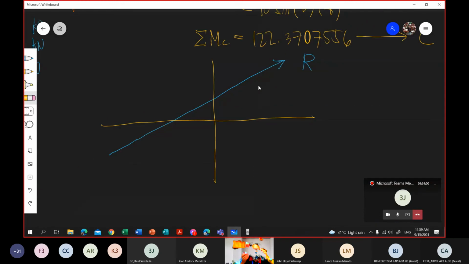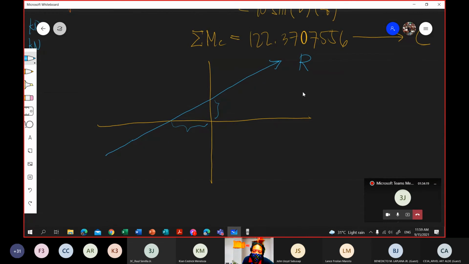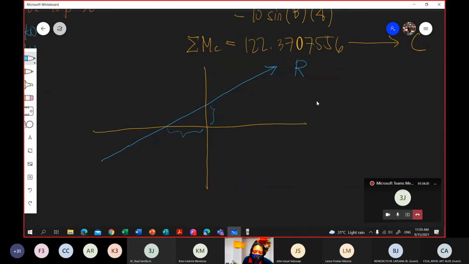Okay, so this is the resultant. Paano natin ma-determine? Actually, aton gin determine din is ini nga distance. Ini nga distance. This one and this one. Okay, that's why location niya yung hinahanap. Okay, so paano? Okay, take note. This is the line of action of the resultant.